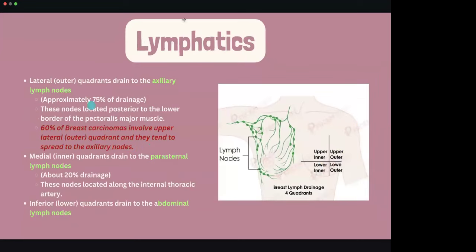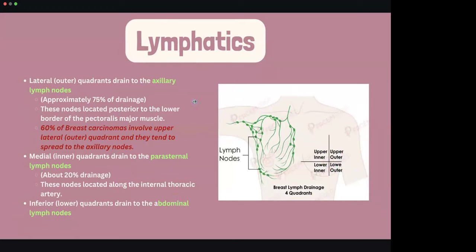Now, we move to the lymphatics. The breast has quadrants, okay? It has the lateral outer quadrant, the medial inner quadrant, and the inferior lower quadrant. So the lateral outer quadrant drains into the axillary lymph nodes. And this is very important.